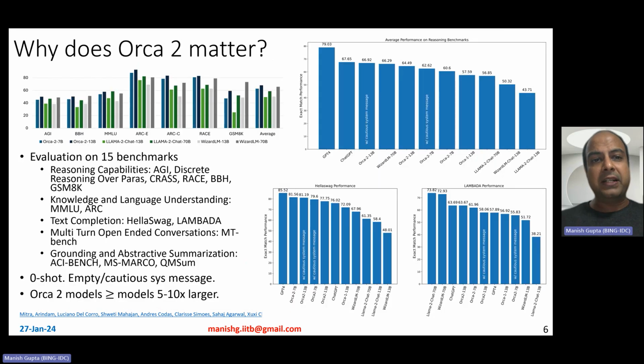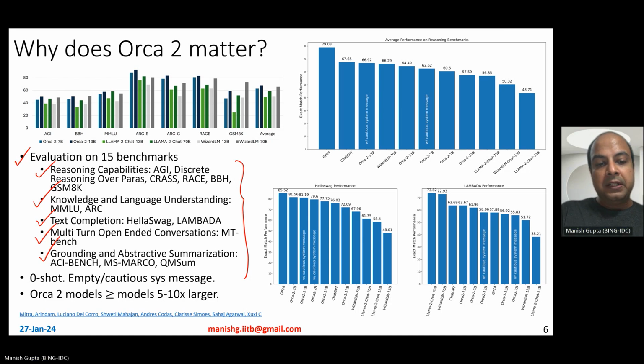But that said, why does Orca 2 matter? Orca 2 matters because of the evaluation on 15 benchmark datasets, involving reasoning capabilities, knowledge and language understanding capabilities, text completion, multi-turn open-ended conversations, grounding, and abstractive summarization. On these 15 different benchmark datasets, Orca 2 has been shown to be better or equivalent compared to 5 to 10x larger models. So, 5 to 10 times larger models.